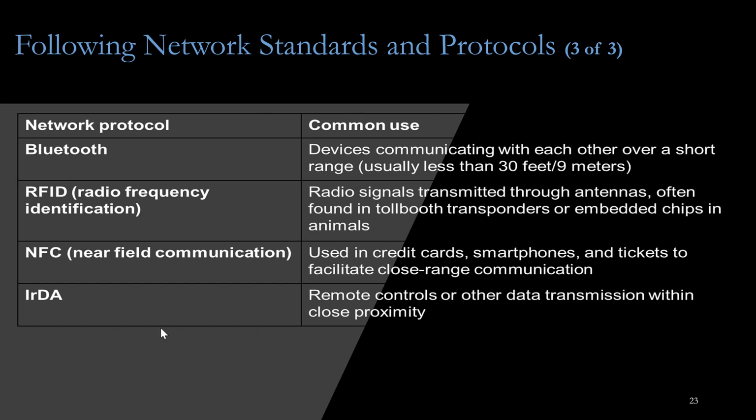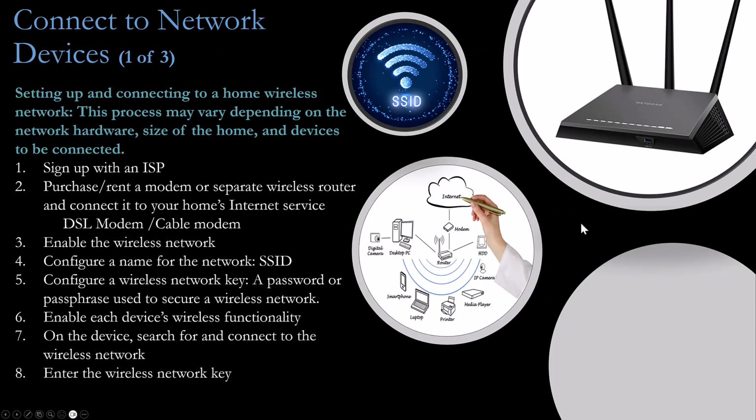So just a few other protocols to know. Bluetooth, that's associated with what's called a PAN, a personal area network, where devices can communicate in a short range.